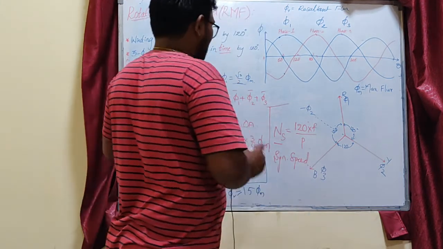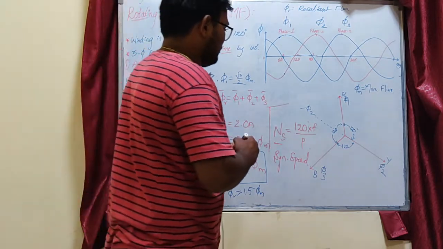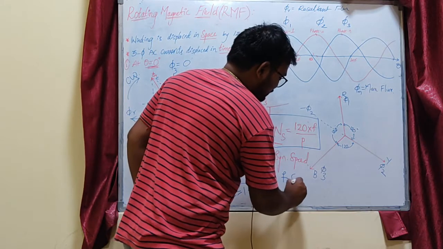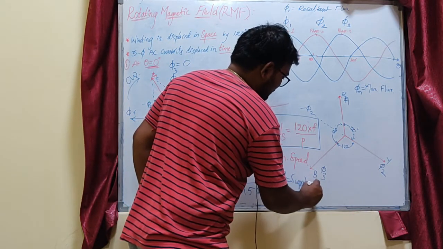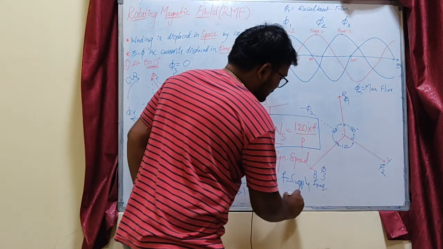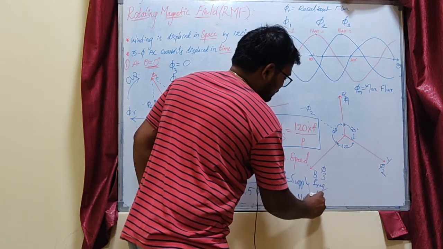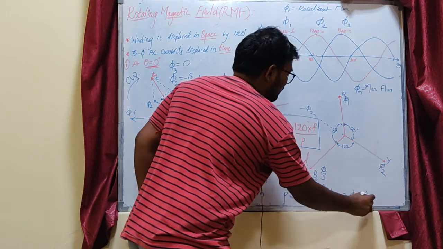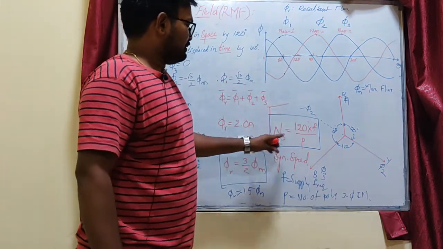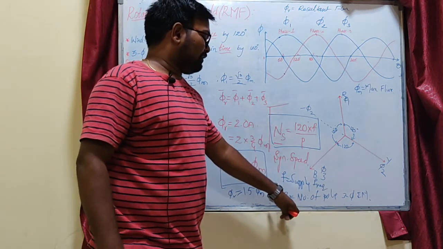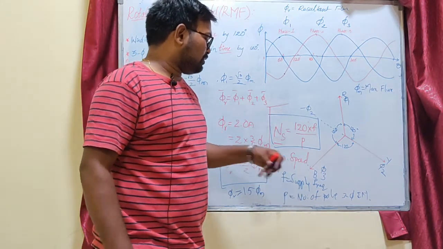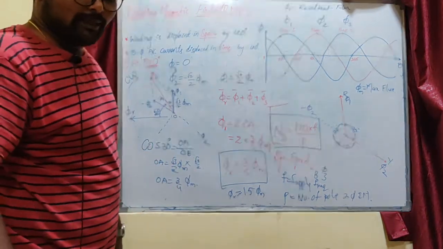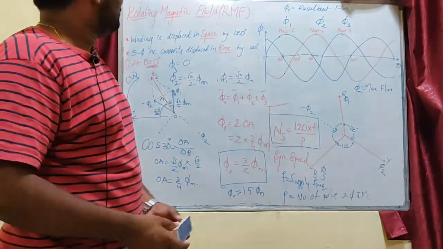Okay. This Ns is given by the expression 120 f by p, where f is the supply frequency and p is the number of poles of our 3-phase induction motor. Okay, you can calculate the synchronous speed by using the given data, that is the number of poles of our induction motor as well as the supply frequency. Okay, this is about the rotating magnetic field of our 3-phase induction motor.